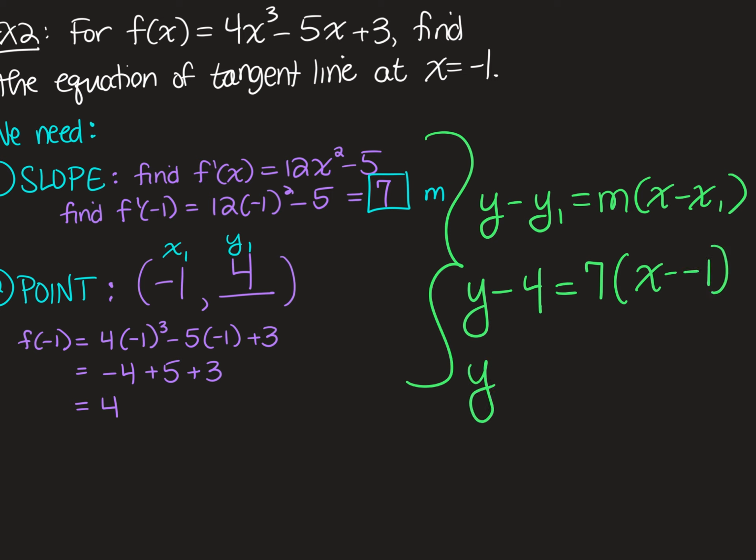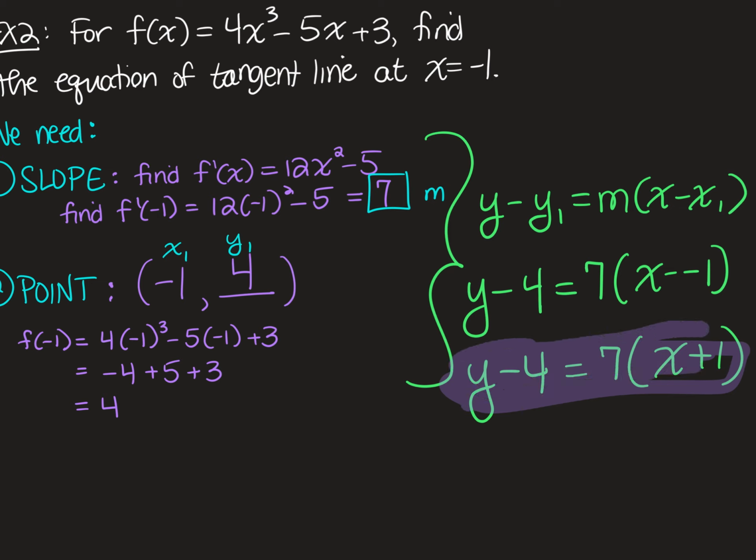And then I would just clean it up a little bit. I don't need you to go through and distribute the 7 and solve for y or anything like that. This is fine. If you can get it into the form of the equation here, where you've just gotten rid of those silly minus negatives or zeros and that kind of stuff, you're good. That's the equation of the line that will be tangent to our function at the place where x is equal to -1.